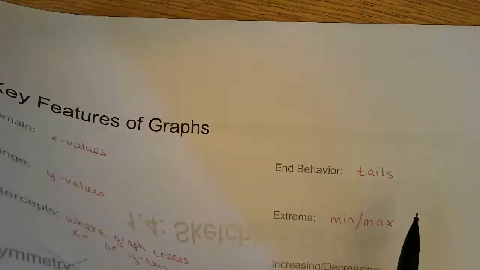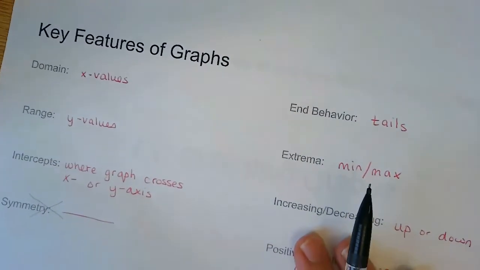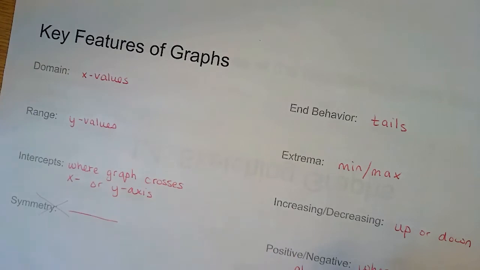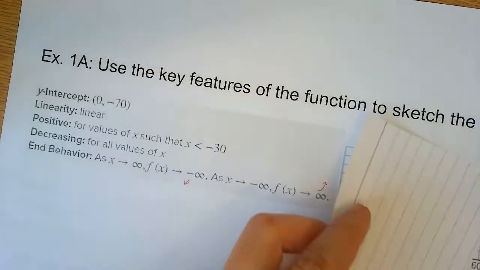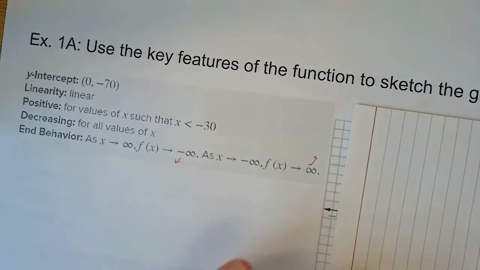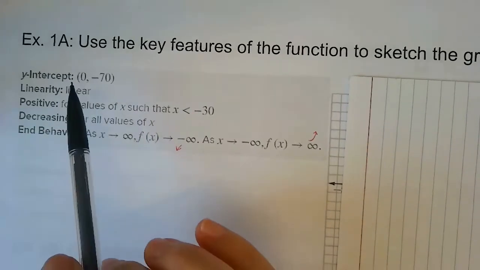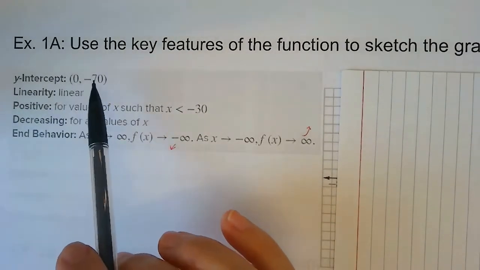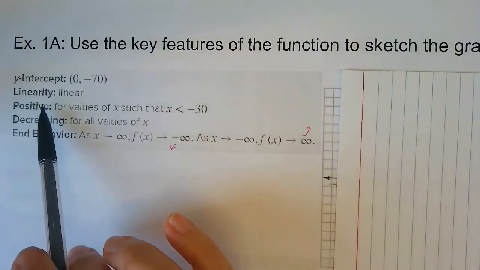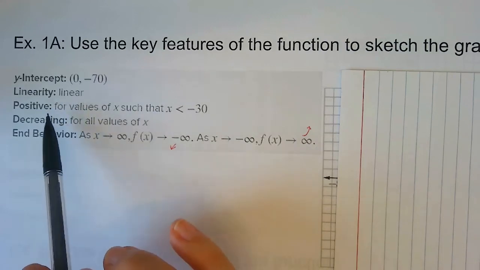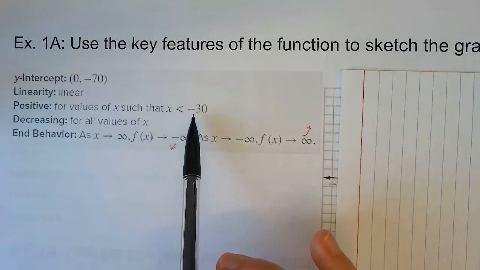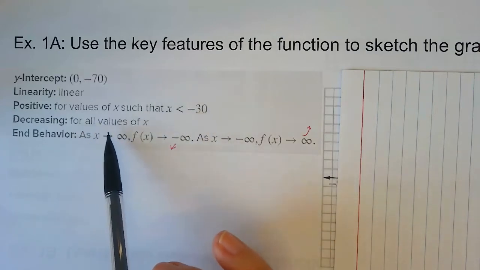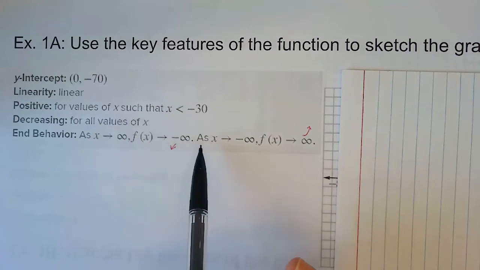So they're going to give us some certain criteria, and we're going to have to sketch a graph based off of what we have for this criteria. So I have this example here where it's a y-intercept at 0, -70. I have that it's going to be a linear function. I'm going to be positive for these values that x is less than -30. I'm decreasing for all my values, and then it shows me my end behavior.